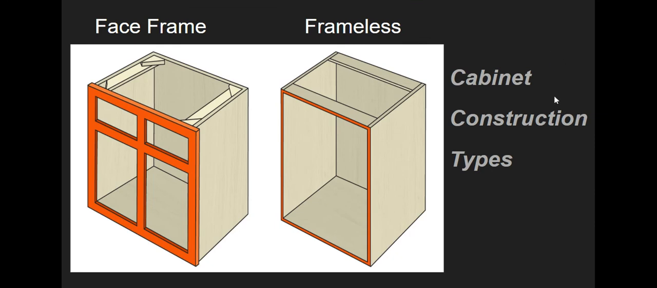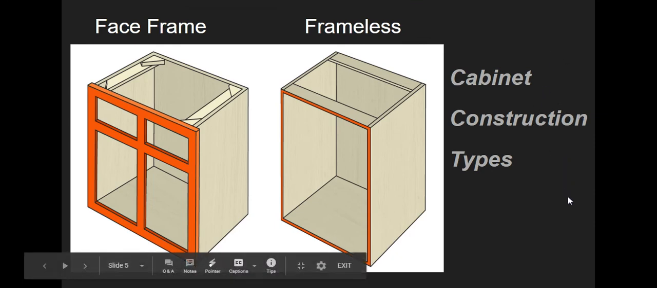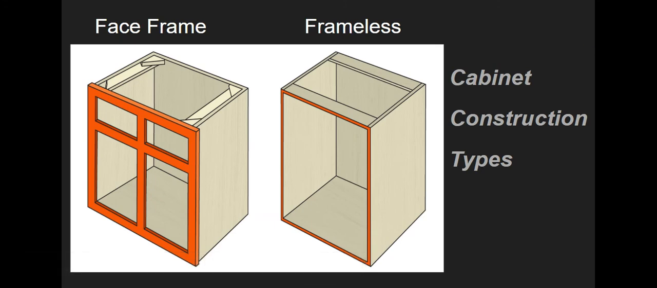All right, so cabinet construction types. There's two general construction types when we're talking about cabinets. They're called face frame construction, which we have here on the left-hand side, and frameless construction, which we have here on the right, also known as a European style cabinet. So you can see highlighted here what the basic difference in construction is.